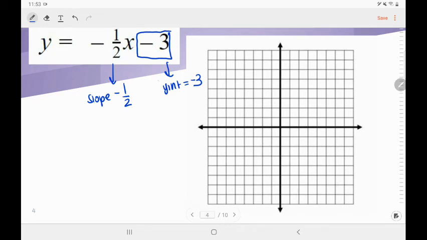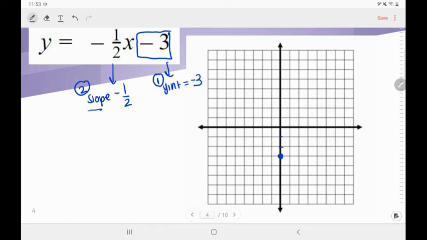Remember, I always use my y-intercept first and my slope second. I need my first point, and the slope helps me get the directions to my second point. So I always start from the center and I look for my y-intercept. It says negative 3, so I'm going to move down 1, 2, 3, and plot my original first point. Once I have my first point, I can use my slope to get to my second point.